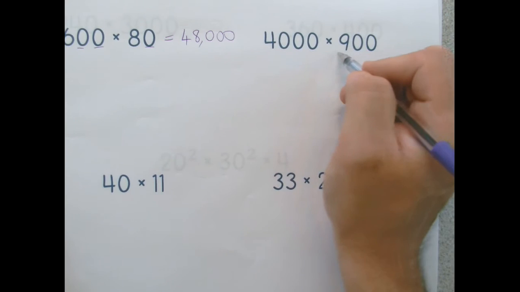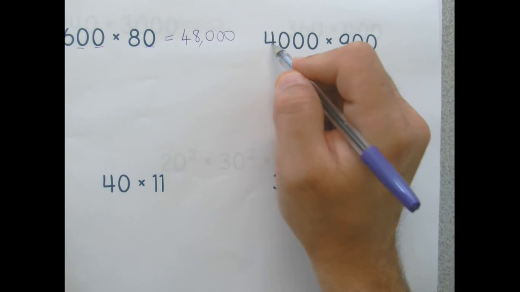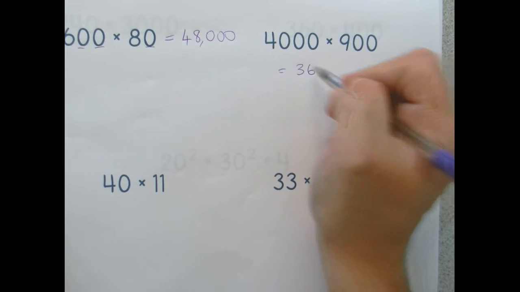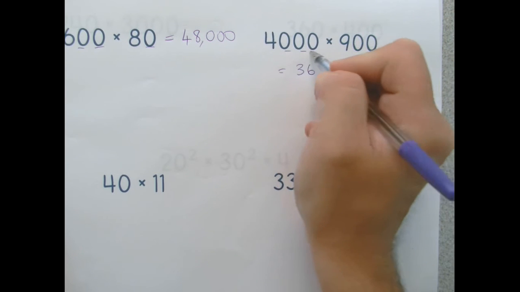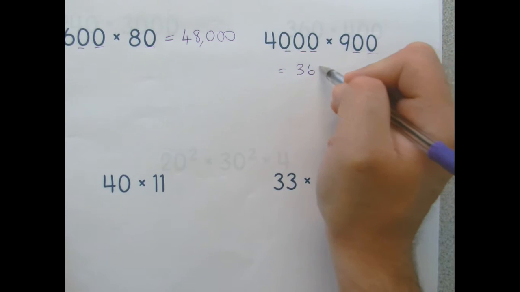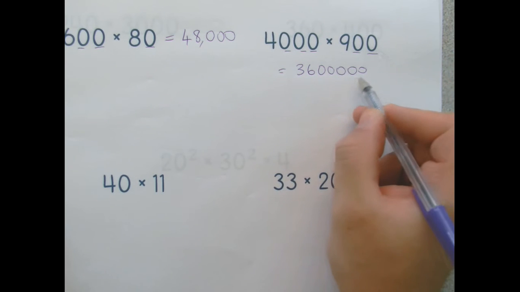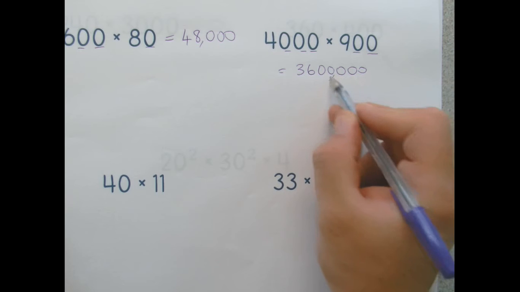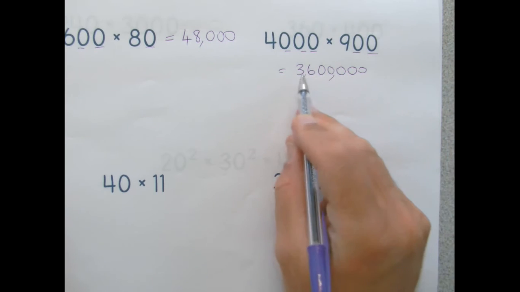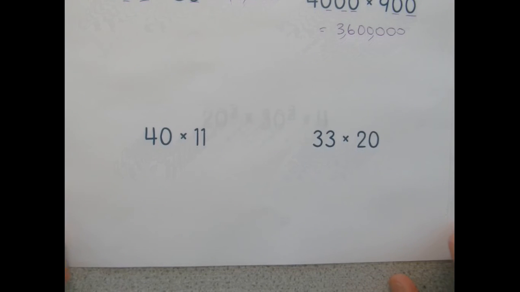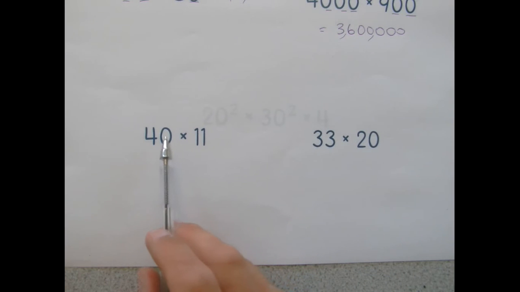Here, an even bigger answer. You've got 4 times 9. So ignore the zeros. 4 times 9, I'll write it down here, is 36. And then you've got 5 zeros to add on. We write all the zeros and then we can place the comma. 1, 2, 3 digits, comma there. 1, 2, 3 digits, comma there. 3,600,000.